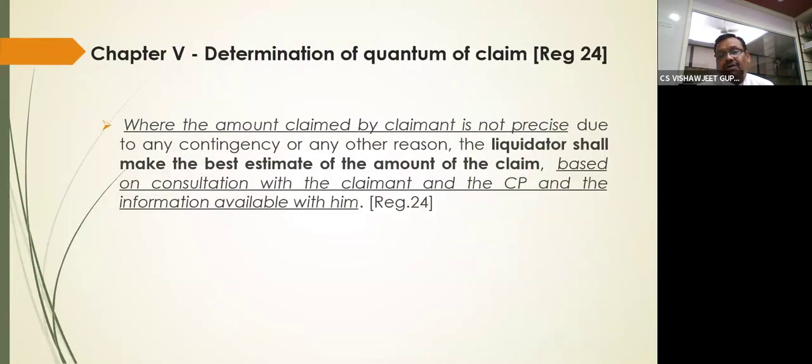Determination of quantum of claim. Regulation 24 says, where the amount of claim by the claimant is not precise due to any contingency or any other reason, the liquidator shall make the best estimate of the amount of the claim based on the consultation with the claimant and the CP and the information available with him. So he will make the best estimate of the amount of the claim.